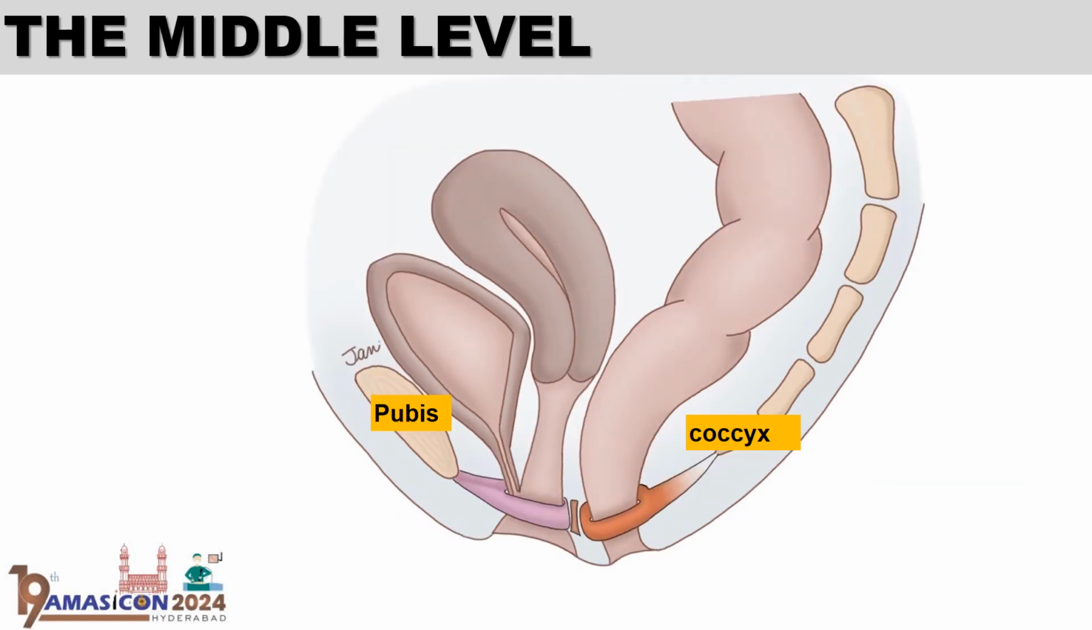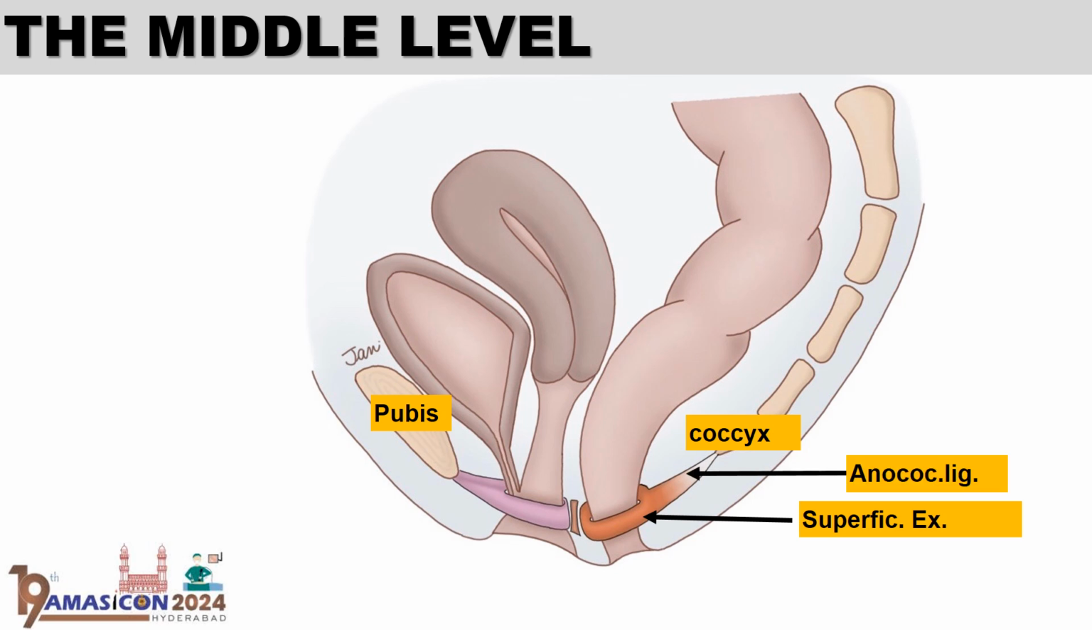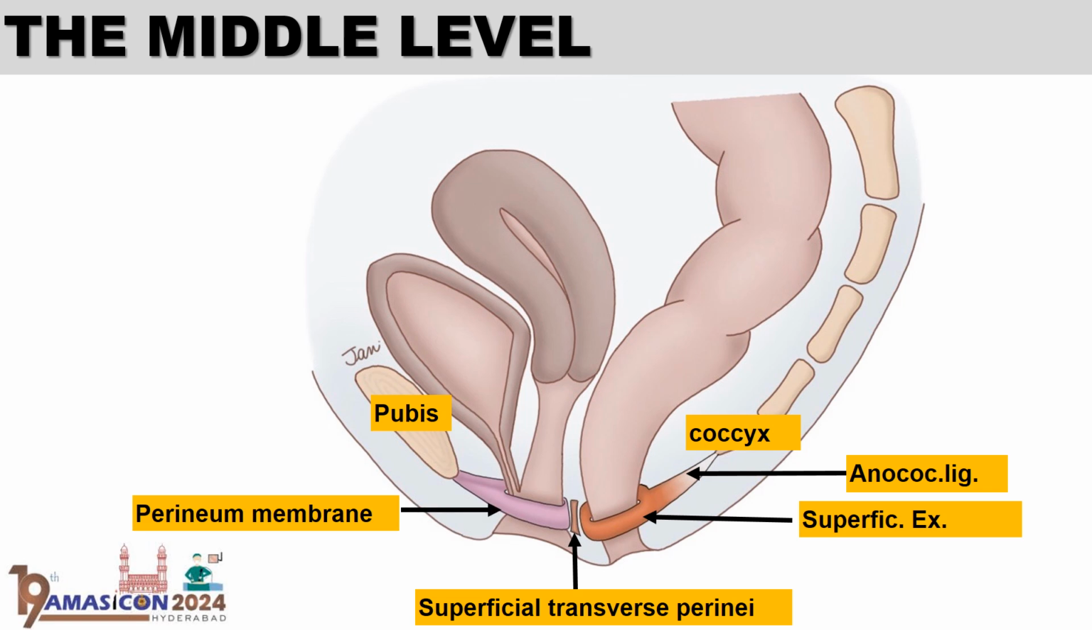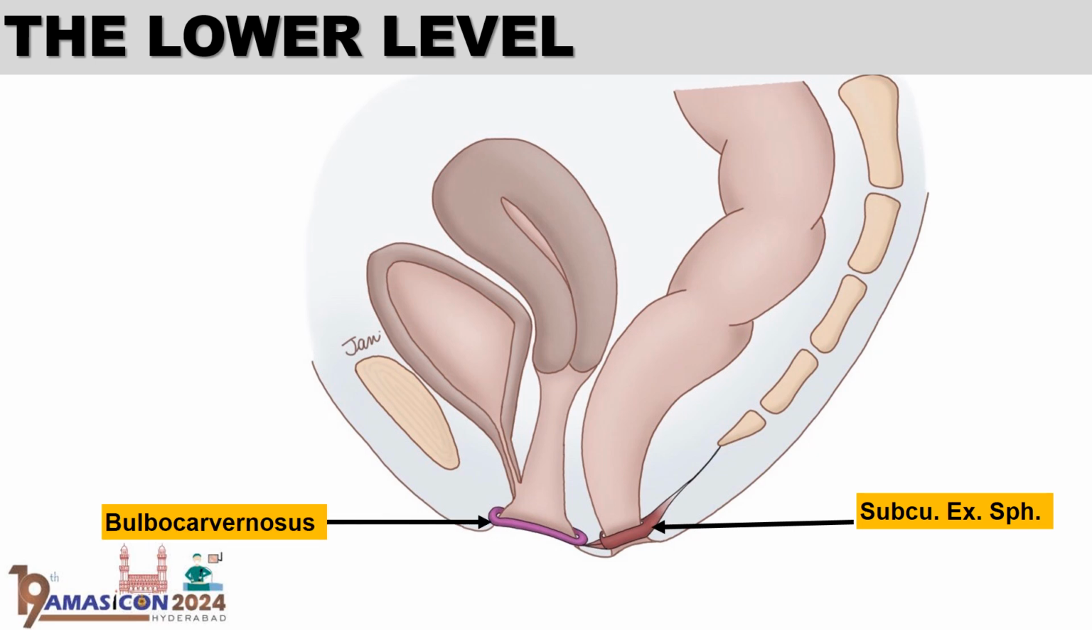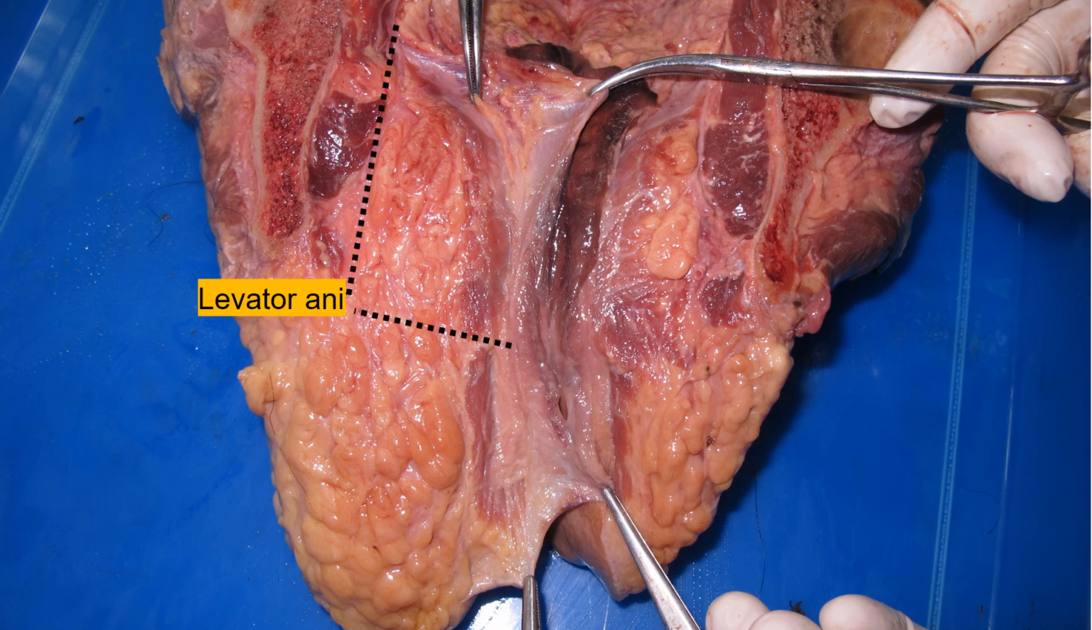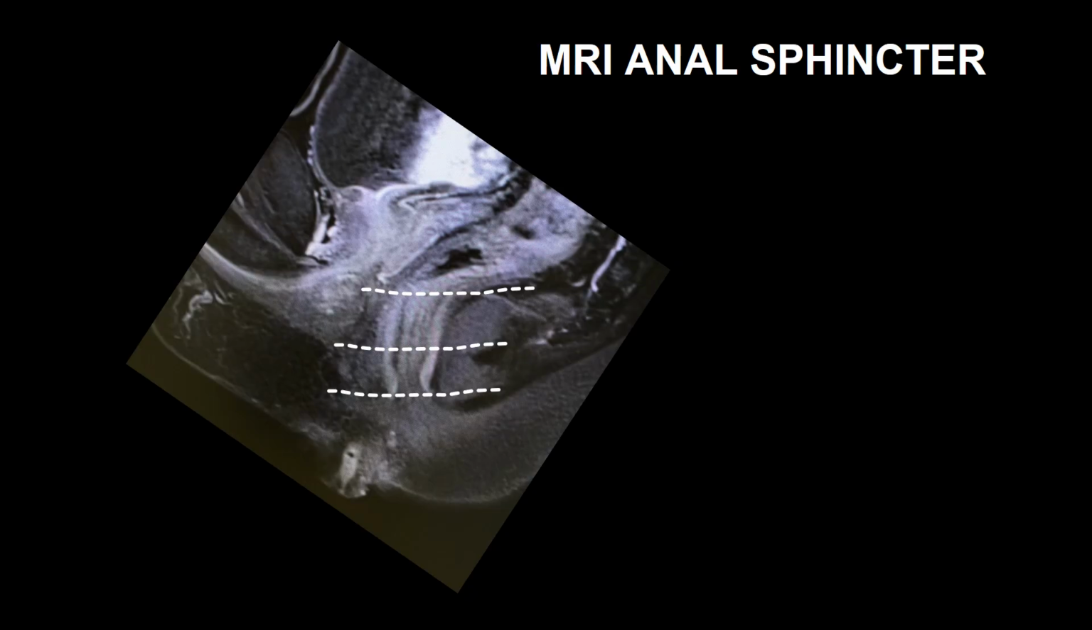The second level has the superficial external sphincter, which connects to the coccyx by the anococcygeal ligament and is separated anteriorly from the perineal membrane by the superficial transverse perineal muscle. The third level is the subcutaneous external sphincter, which corresponds to the bulbocavernosus, and can be very well demonstrated on fresh cadaveric dissection done by Dr. Rajnasukal. This image belongs to Dr. Rajnasukal, and this is the levator ani, superficial external sphincter and subcutaneous sphincter on MRI, the three-level concept.